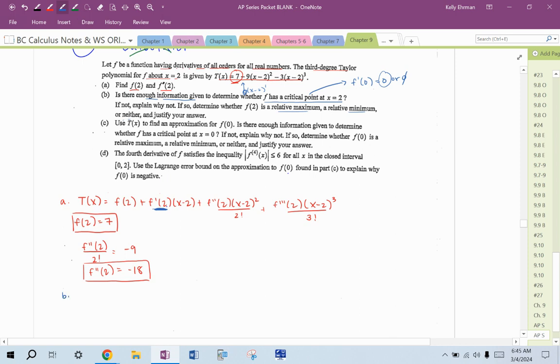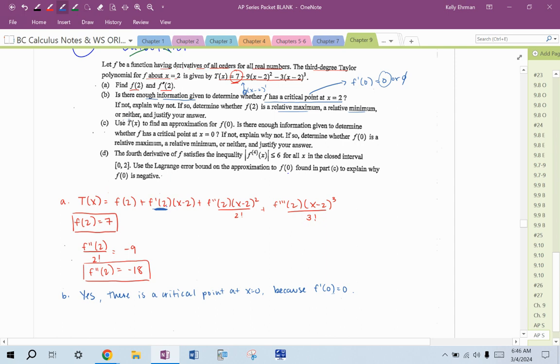So is there enough information to say whether we have a critical point? Yes. Make sure you answer your yes or no for those questions. Yes, there is a critical point at x equals 2 because f prime of 2 equals 0. Now you could explain because T of x has no x minus 2 to the first term, but I don't think that you have to there.